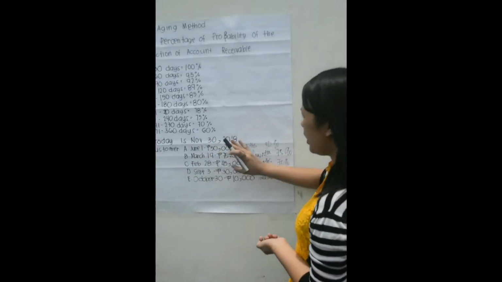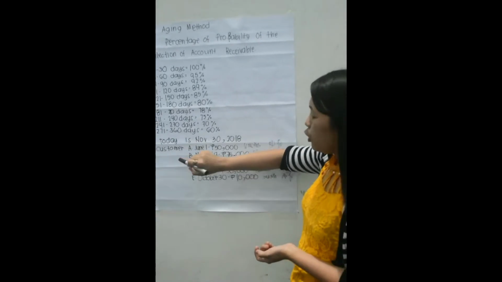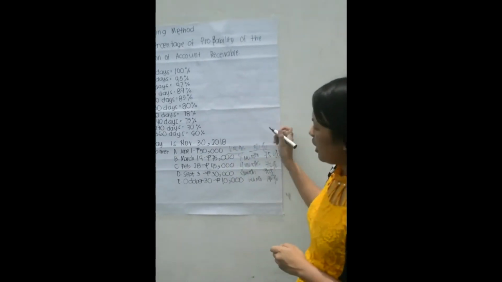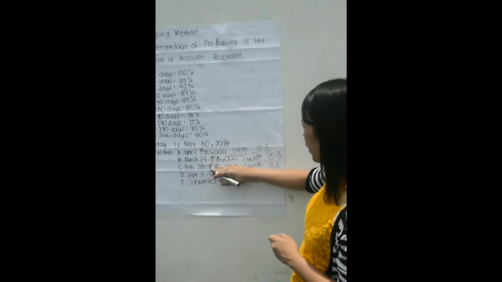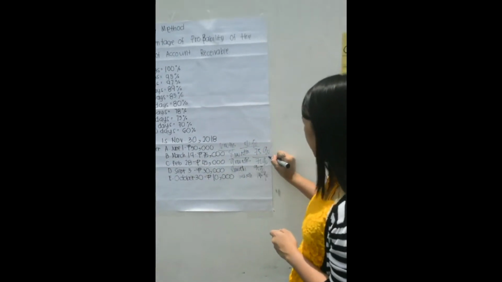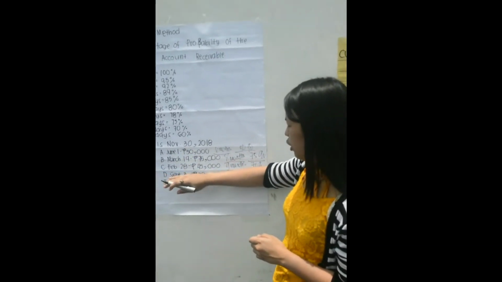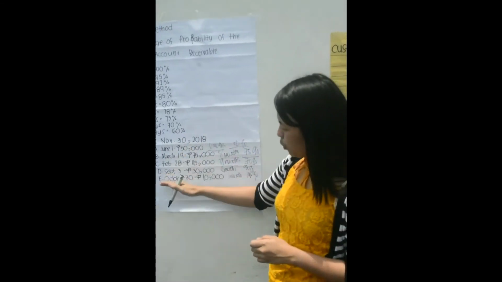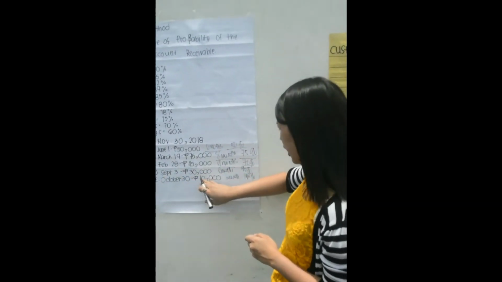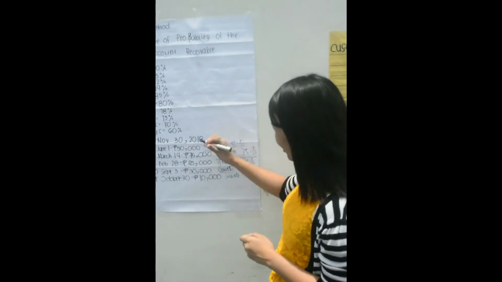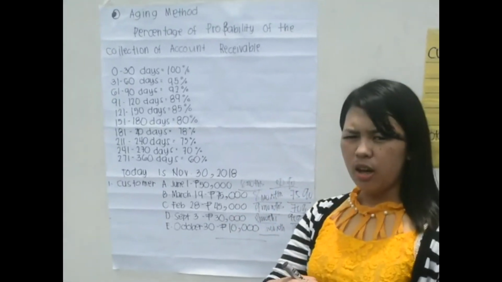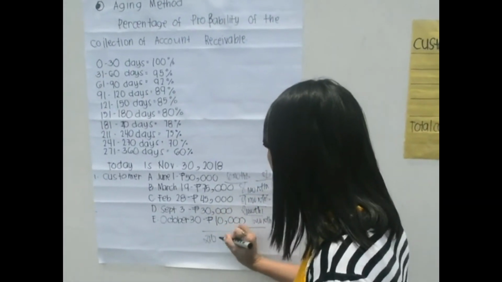So, today is November 30, 2018. We have 5 customers. Customer A, due date June 1, 50,000, has past due of 6 months, 80%. Customer B, due date March 19, 75,000, has past due of 8 months, 75%. Customer C, due date February 28, 45,000, has past due 9 months, 70%. Customer D, due date September 3, 30,000, 2 months, 95%. And last is customer E, due date October 30, 10,000, past due 1 month, and 100%. Total collection of accounts receivable should be 210,000.